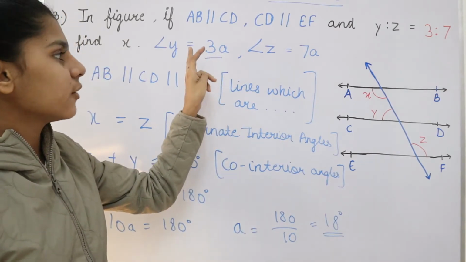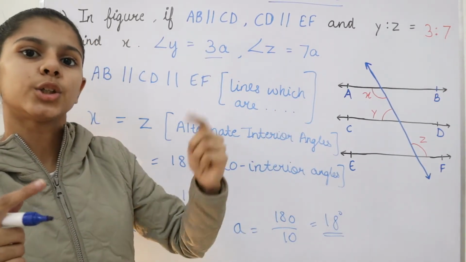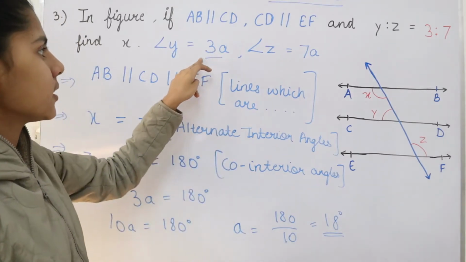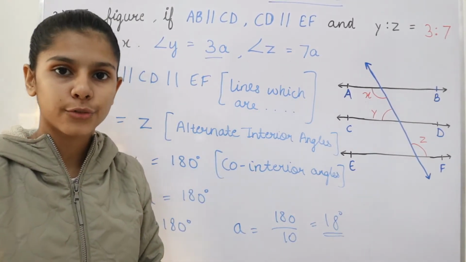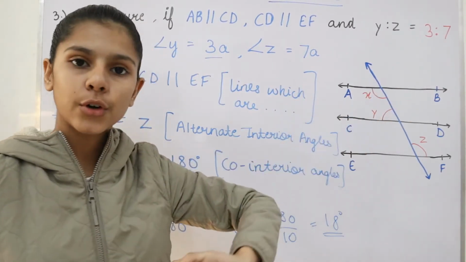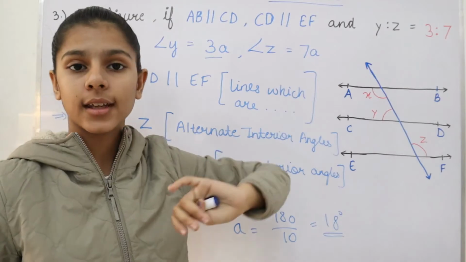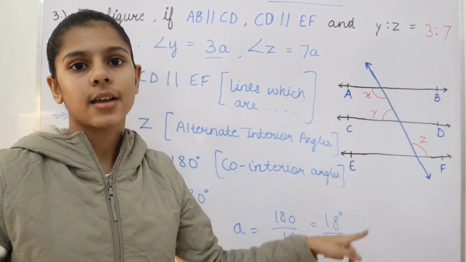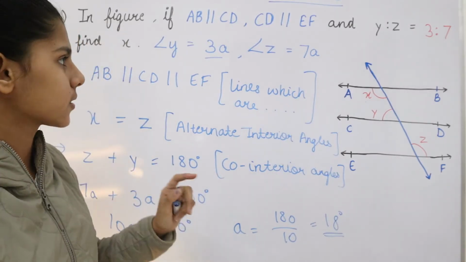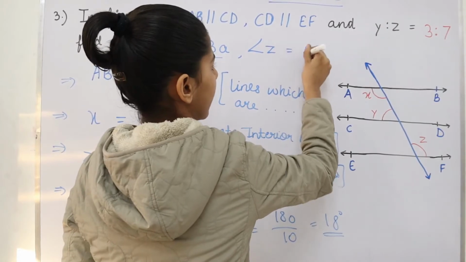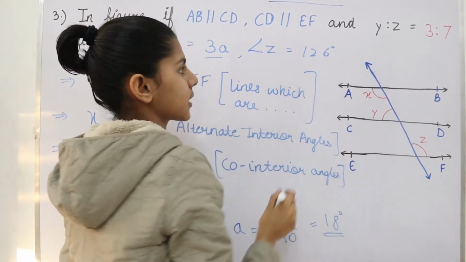So the angle Y is 3A, means 3 into A, and A is 18 degree, means 3 into 18. Angle Y will be 54 degree. 18 3s are 54. So angle Y is 54 degree. Angle Z is 7A, means 7 into 18, and 7 into 18 is 126 degree. So here we can write angle Z is 126 degree.